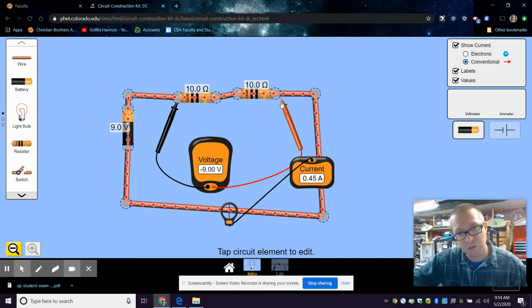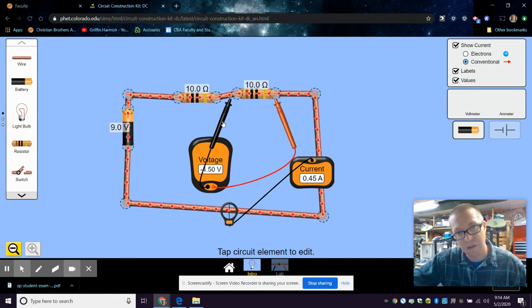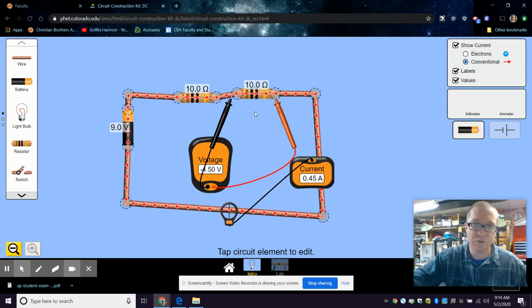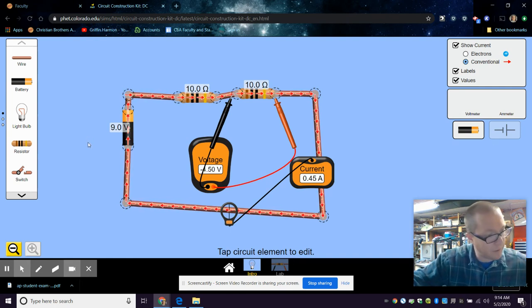You drop some of your energy through the first resistor, the first hill, then you go down the second hill, you drop the rest of it back to the bottom, and you're there. So as you have a loop through the circuit, your total voltage adds up to 9 volts. All right, pretty cool.